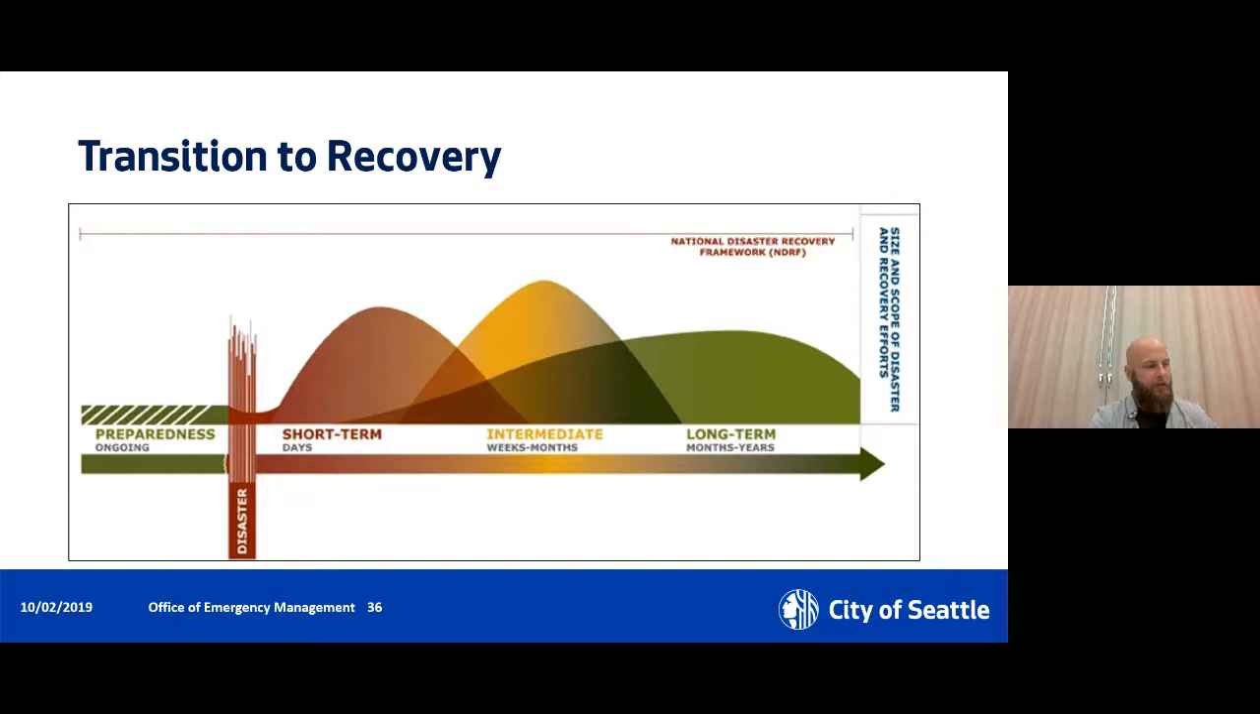So just real quick, wanted to highlight this transition to recovery piece. We were just talking about that immediate response up through maybe months. And so here you see that kind of preparedness before the disaster, short-term, intermediate, long-term. When we're talking about long-term recovery, we're really talking about years.